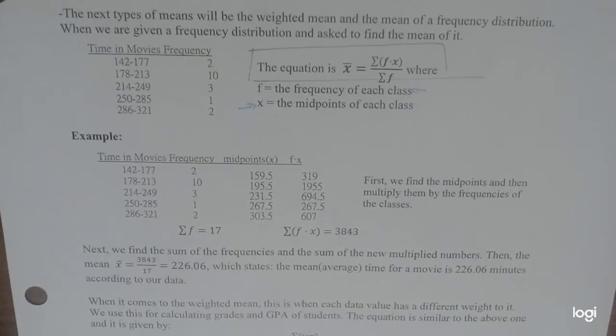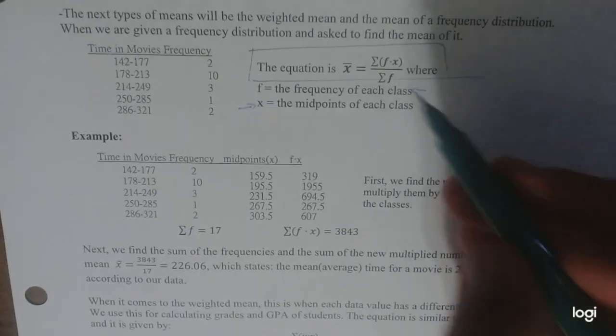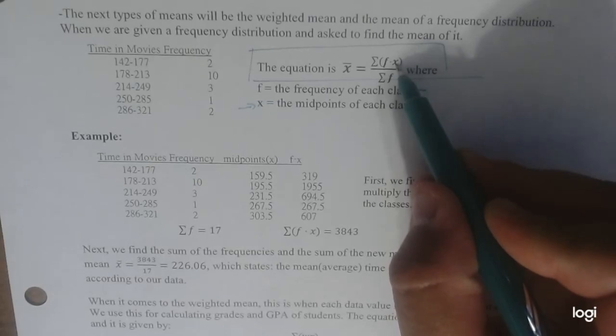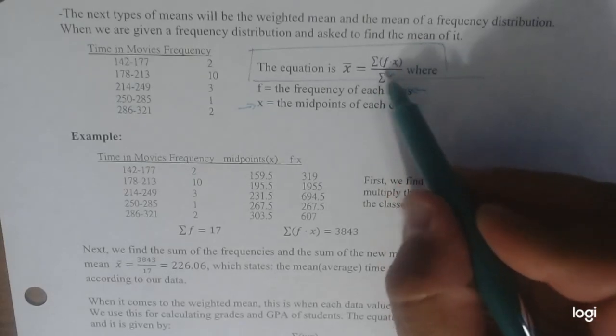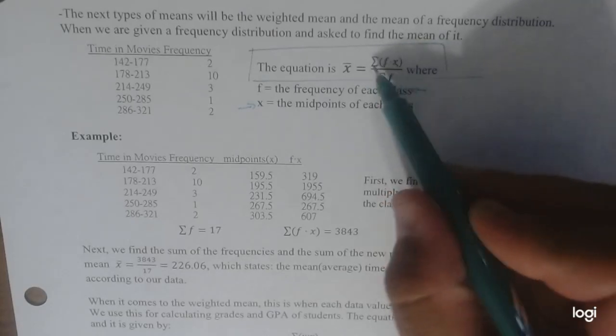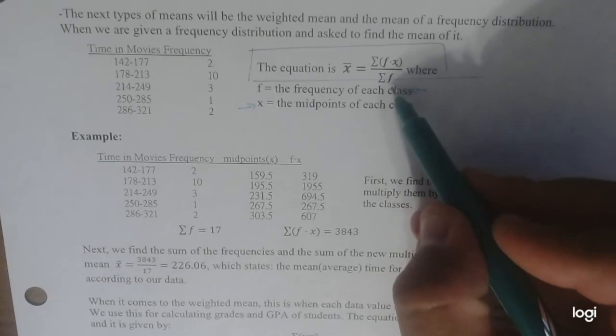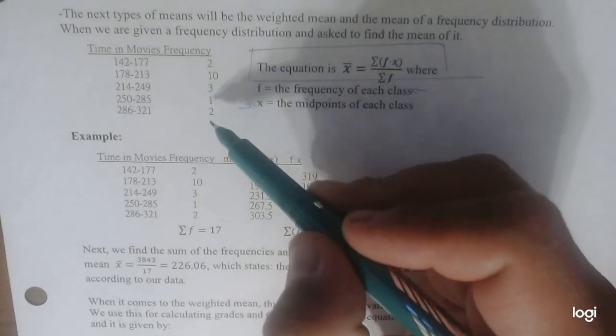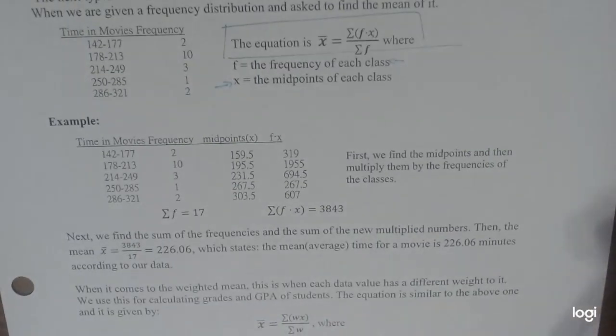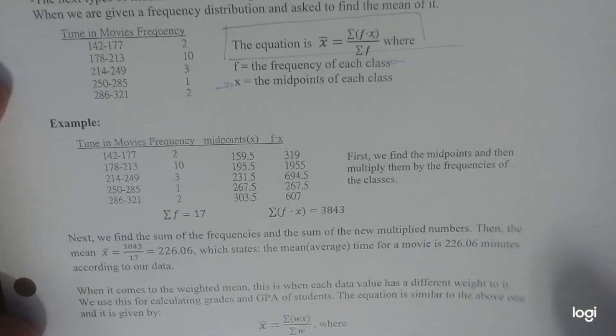So what this is saying is, first you're going to multiply the frequency times its midpoint. Okay, so that's order of operations. Then you're going to add all those numbers up, and that's going to be the top number. And you're going to divide by the sum of all the frequencies, because that means sum. So you can literally just add up all the frequencies together. Okay. So here's a little example we're going to go through together. Here's our example.